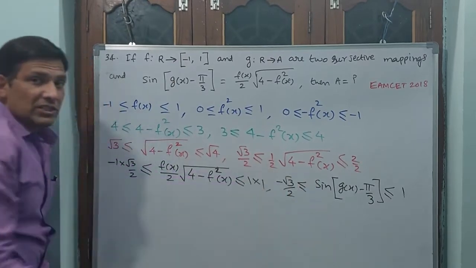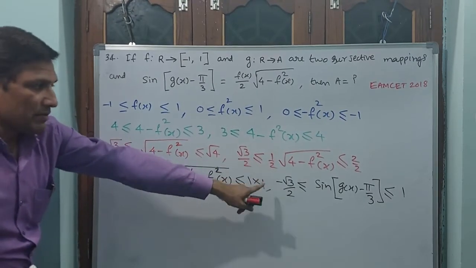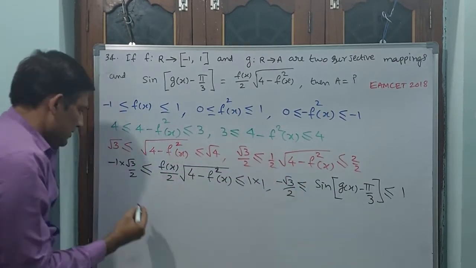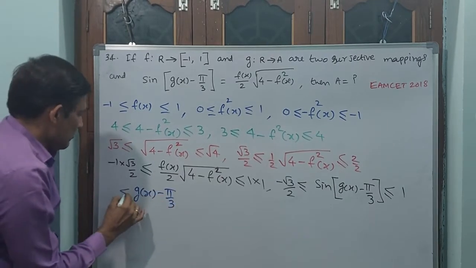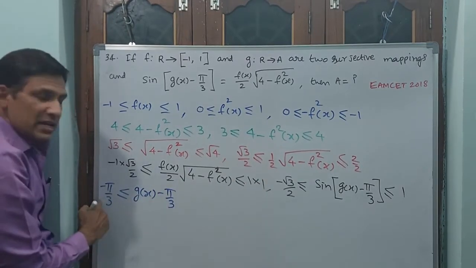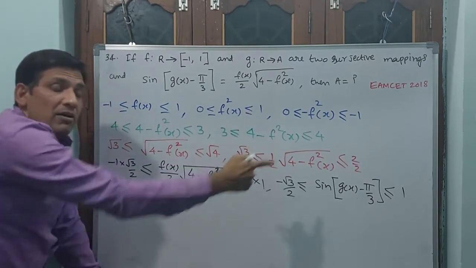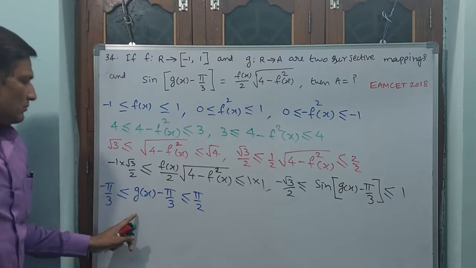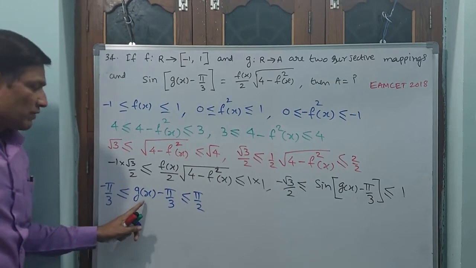Write down. That means theta we are writing, not sine. We are getting angles now. You see what I am writing. Now I am removing sine. g of x minus pi by 3 will be minus pi by 3, because minus root 3 by 2 means minus pi by 3. Sin 60 is root 3 by 2, minus. And this will be sin pi by 2, that is 90 degree, pi by 2. Is it okay? Why? Because sin I have removed. That is why I can write this. Is it okay? Okay.